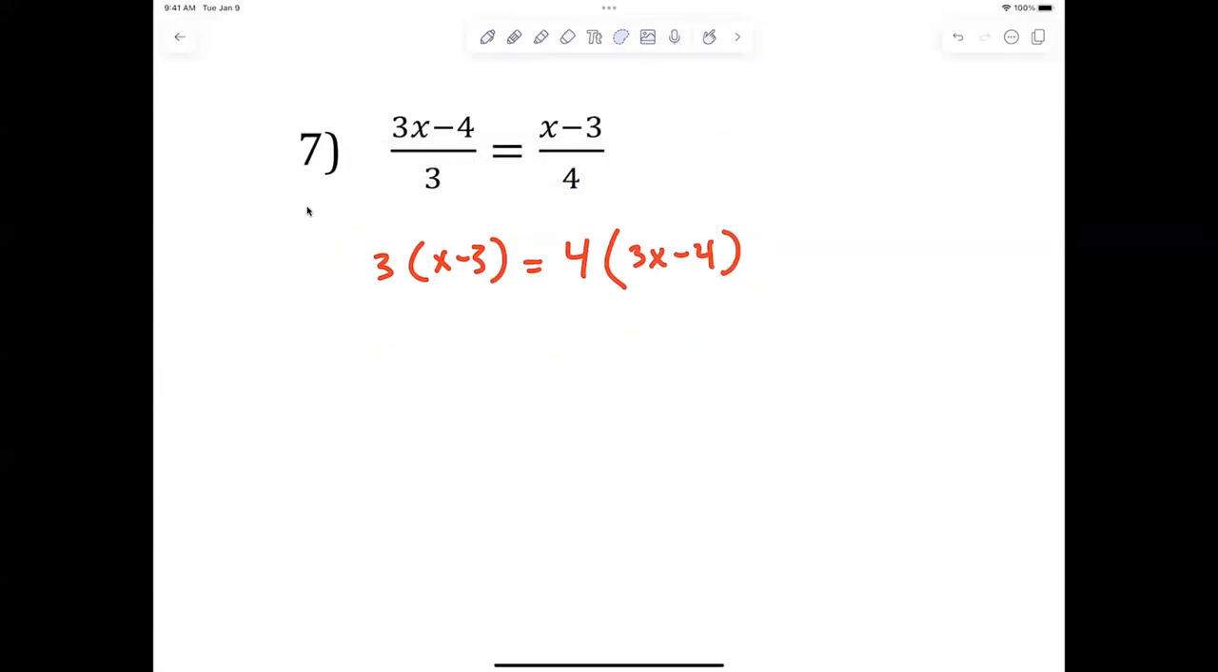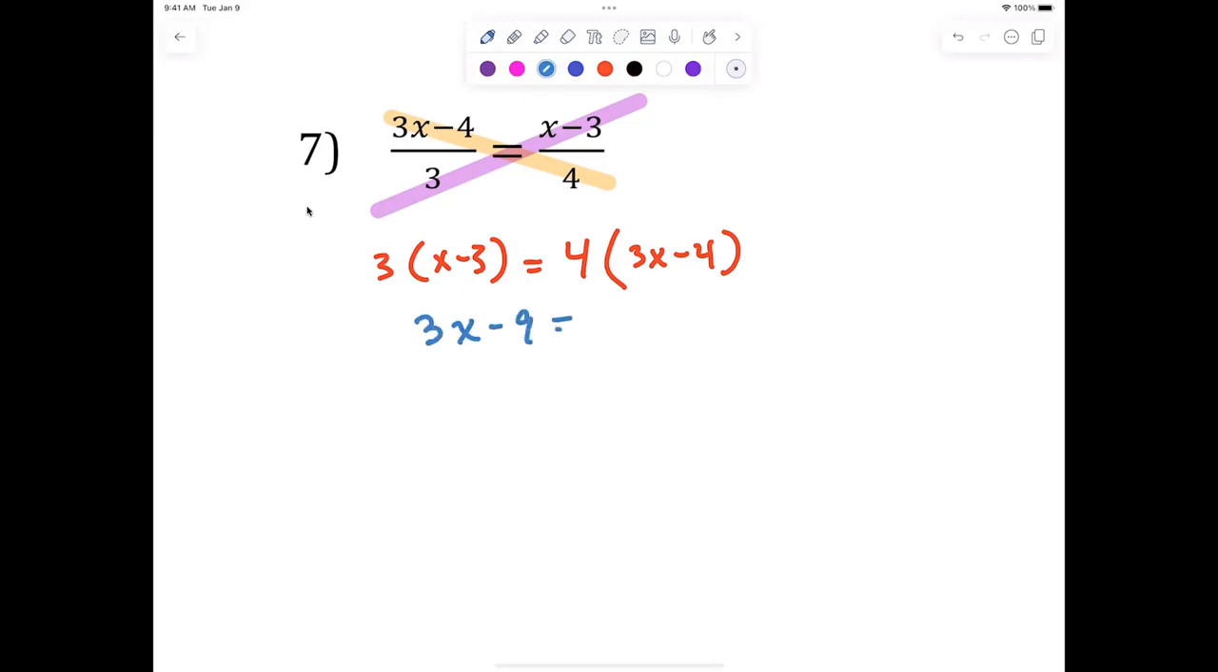Well, that's definitely wrong. All right, when you cross multiply, remember this is what you're shooting for: this guy right here and this guy right here. You with me now, right? Now distribute. All right, when we distribute, 3x minus 9 equals 12x minus 16.